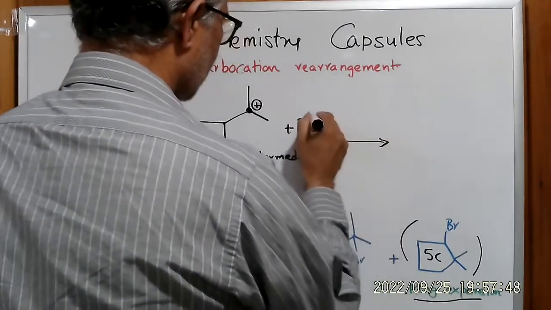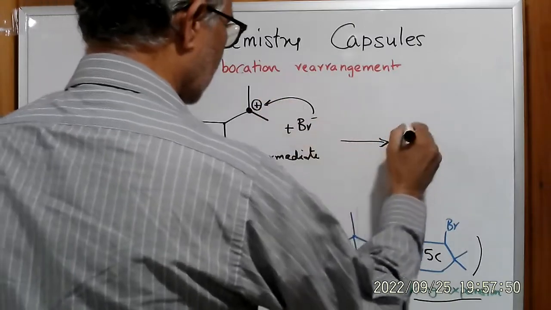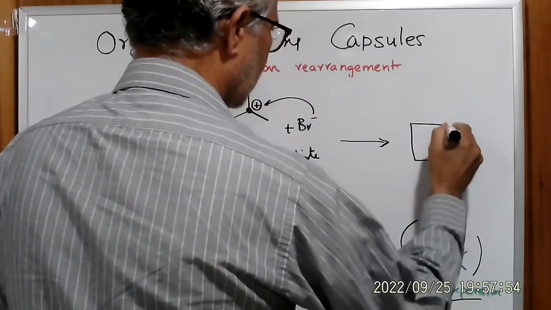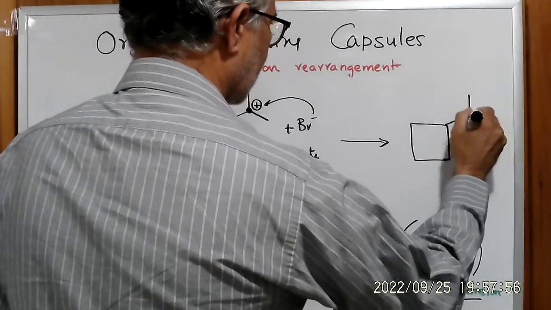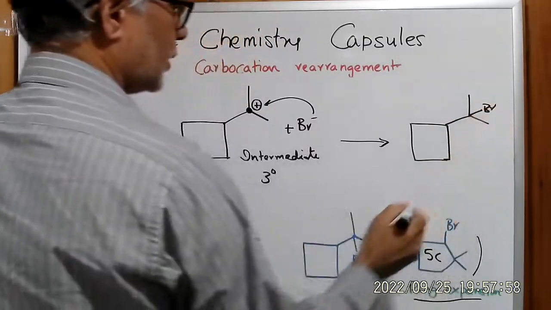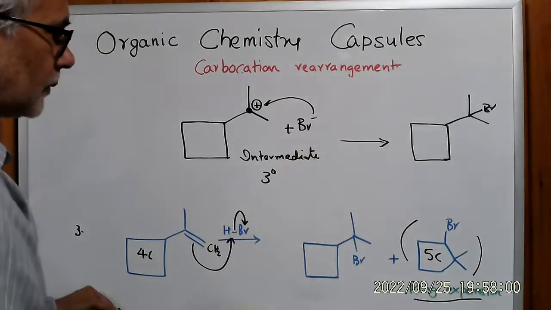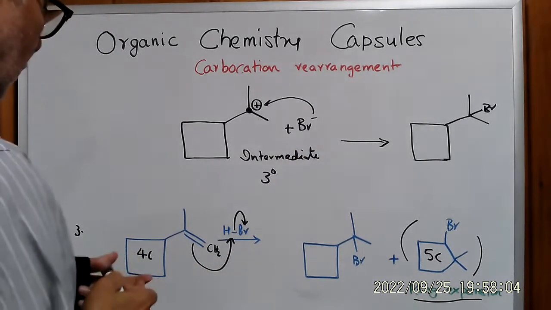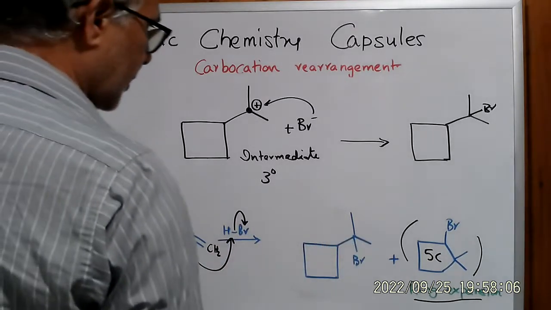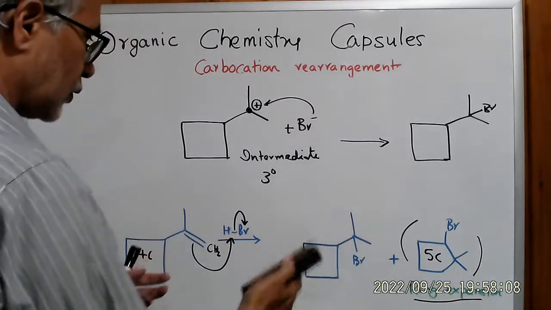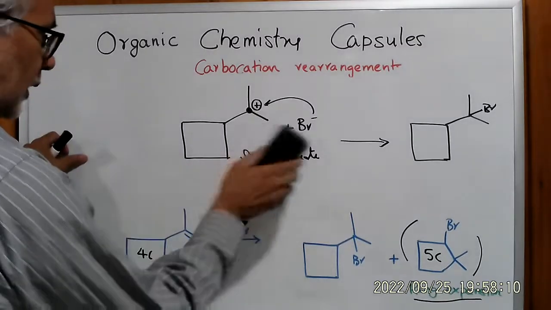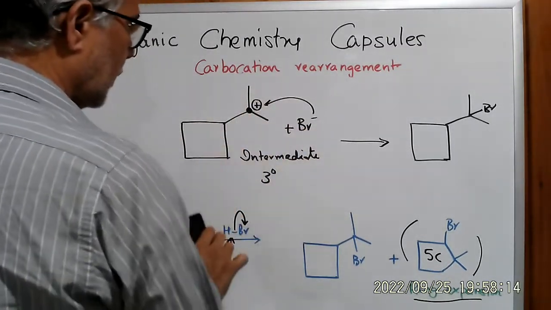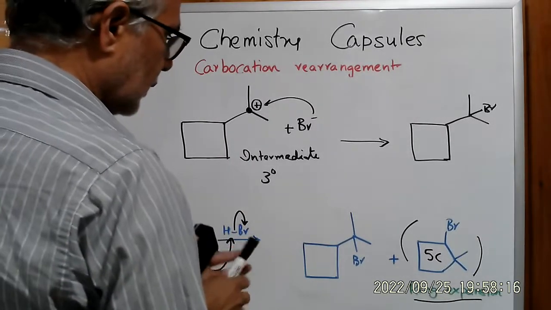And in step 2, the reaction between the carbocation carbon and the bromide will give rise to the expected product. Now, that's fine. How are we getting the unexpected product? That's what we want to work on. So this is the intermediate carbocation that forms. So let's look at it.